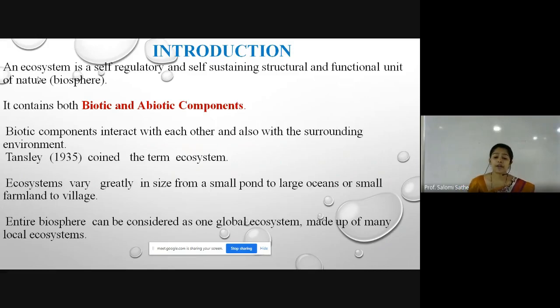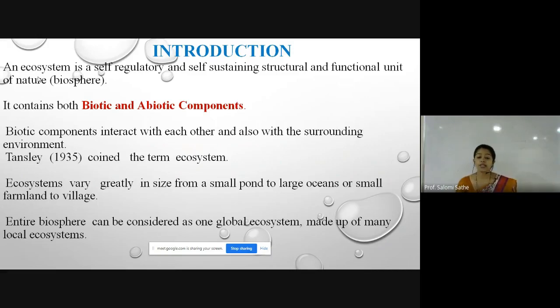Tinsley in 1935 coined the term ecosystem. Here the scientist's name is important. In 1935 he discovered or he coined the term the ecosystem. Ecosystem vary greatly in size from small pond to large oceans or small farmland to village. Here in ecosystem from small pond एखाद्या छोट्याशा तळापासून तर ह्यूज मोठ्या ओशन्स पर्यंत आणि एखाद्या छोट्या फार्मलँड पासून तर मोठमोठ्या विलेज अँड टाउन्स अँड सिटी पर्यंत इकोसिस्टम ही व्हॅरी होती, ग्रेटली एक्सपांडेड फॉर्म मध्ये आपल्याला पाहायला मिळते.